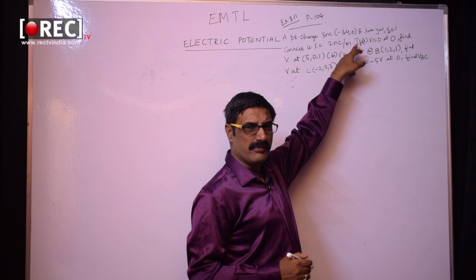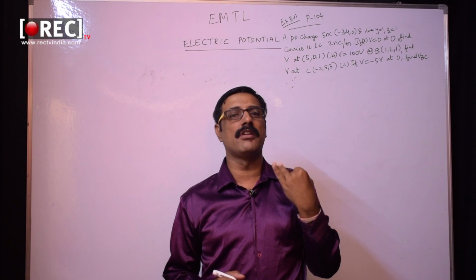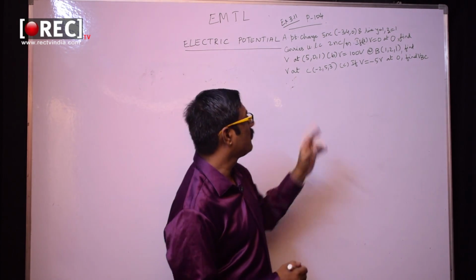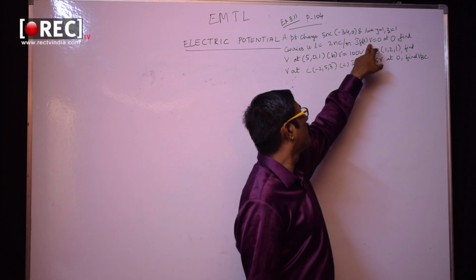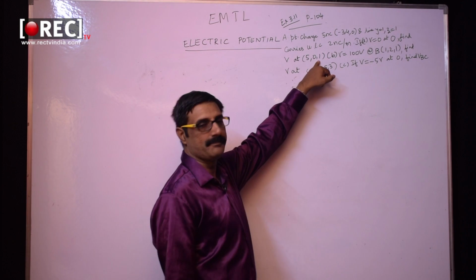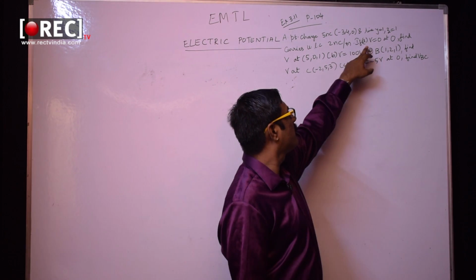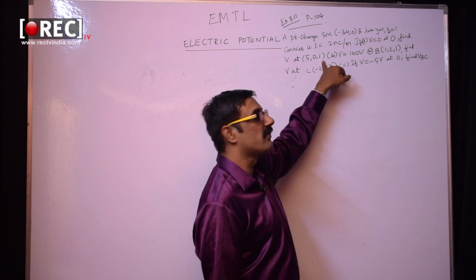Okay, so here we have two distributions. One is a point charge distribution and one is a line charge distribution. Due to these two distributions, if the potential is 0 at the origin, find the potential at A, (5, 0, 1). This is the first bit.